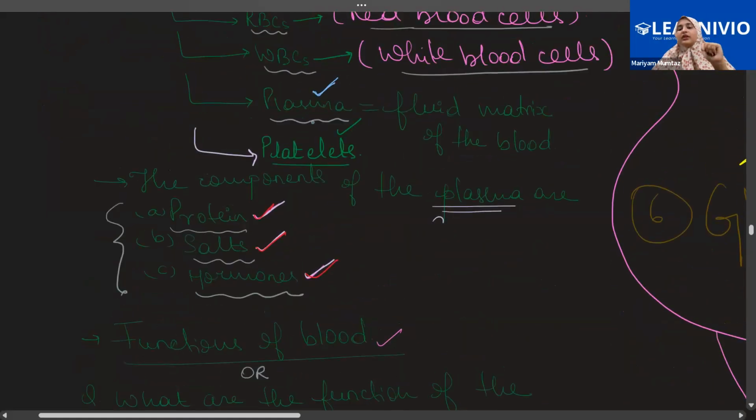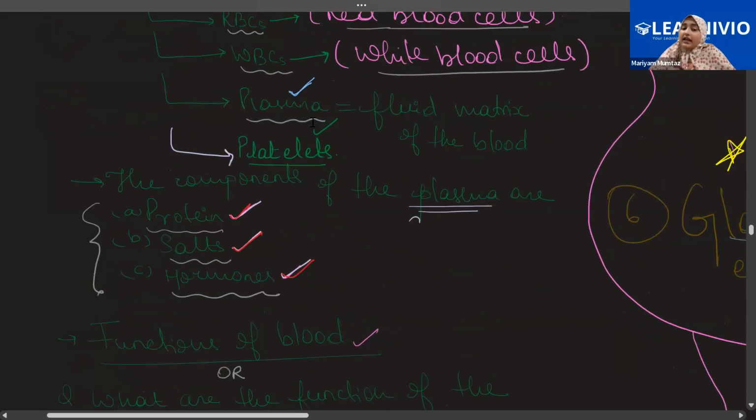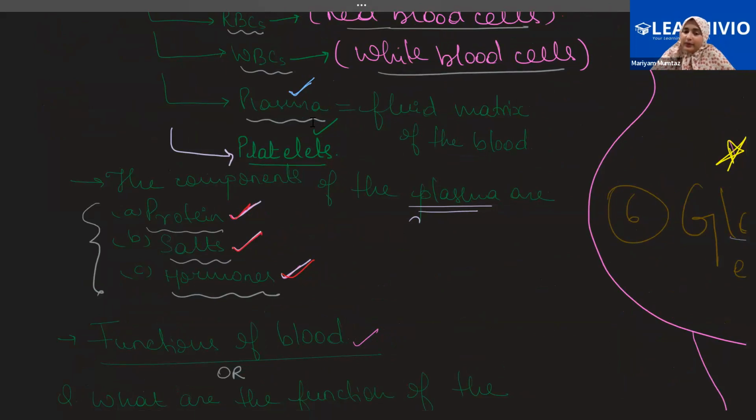Furthermore, let us see what components are present inside the plasma. So the plasma, I told you, is the matrix of the blood. It is the fluid matrix of the blood, and it is colorless. It has no color. It contains proteins, salts, and a variety of hormones. And plasma is also responsible for keeping the balance of electrolytes.